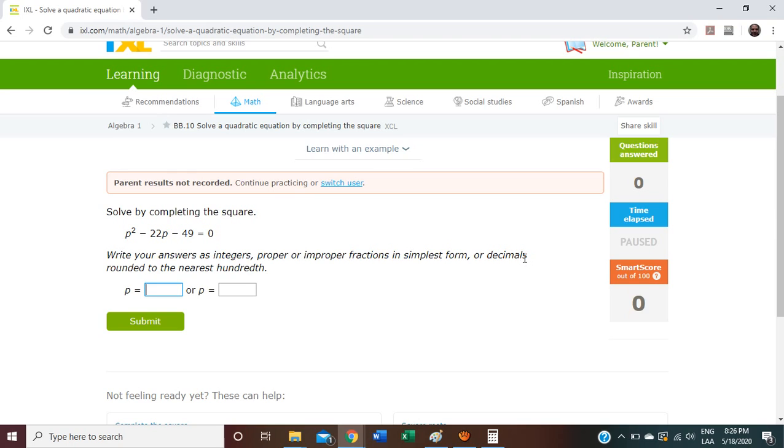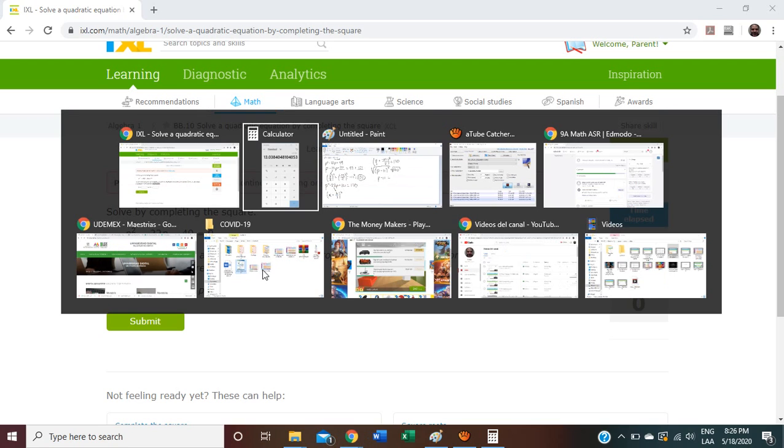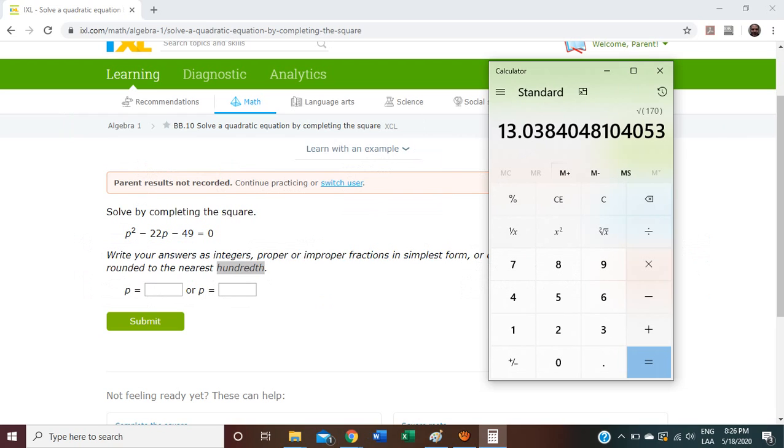We're going to write our answer in decimals, but we're going to round our answer to the nearest hundredth. What is the nearest hundredth? The nearest hundredth is the second number after the decimal point. So we're going to write only this part, but we need to round it. Round means to decide if this 3 is going to be a 3 or a 4.